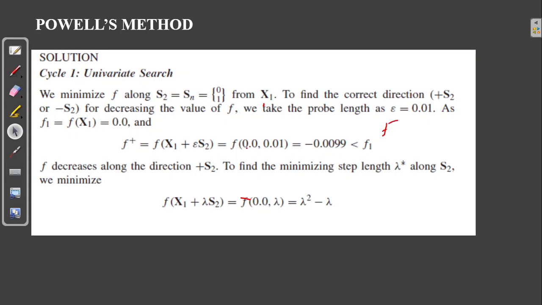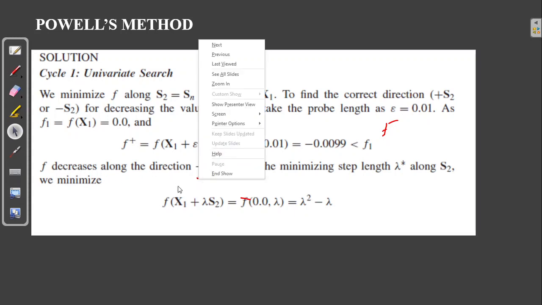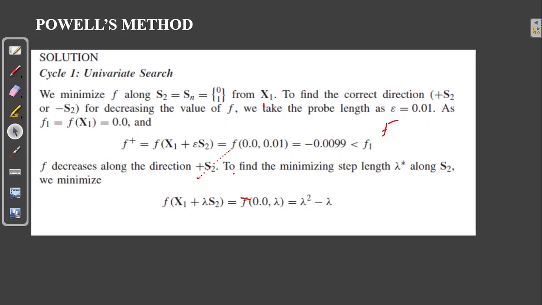This f plus is found to be less than f1, so f decreases along the direction plus S2. So our direction will be plus S2. Now the next step is to find how far we have to go, that means the step length, lambda star.